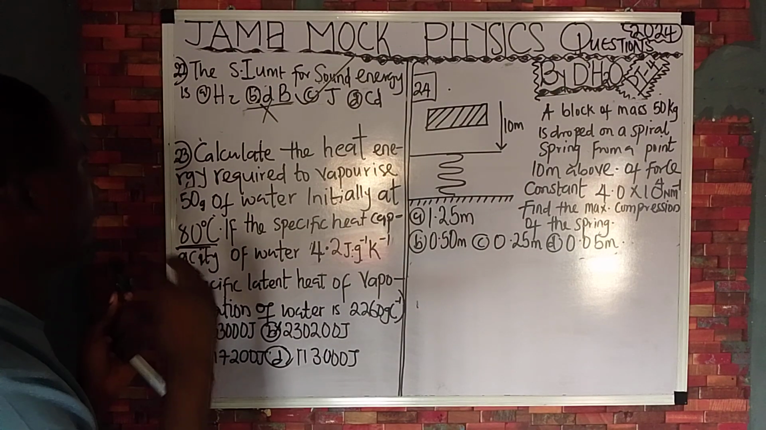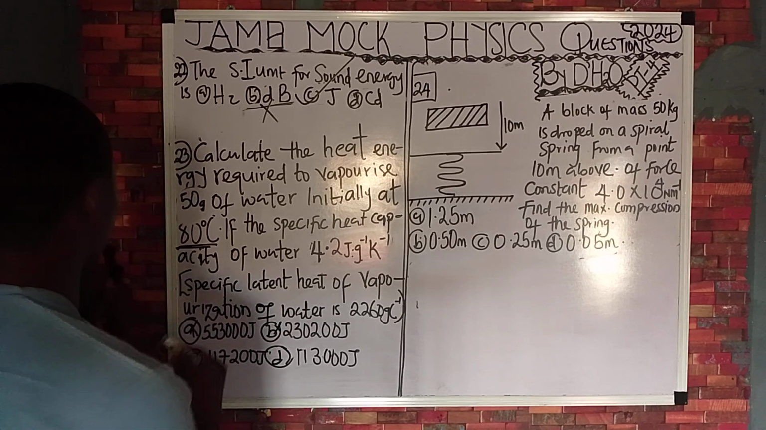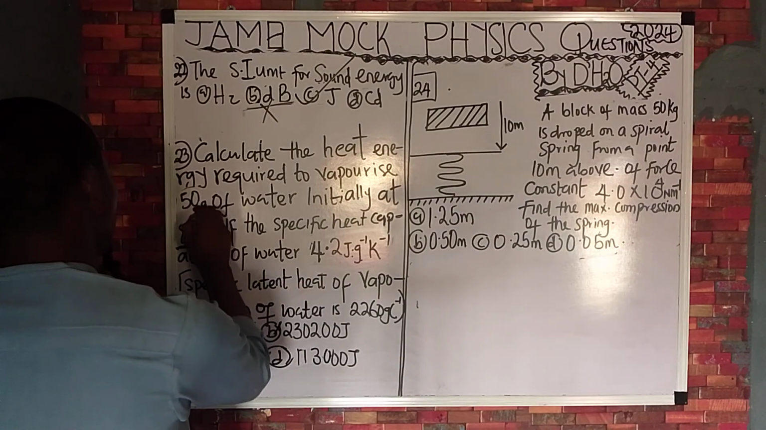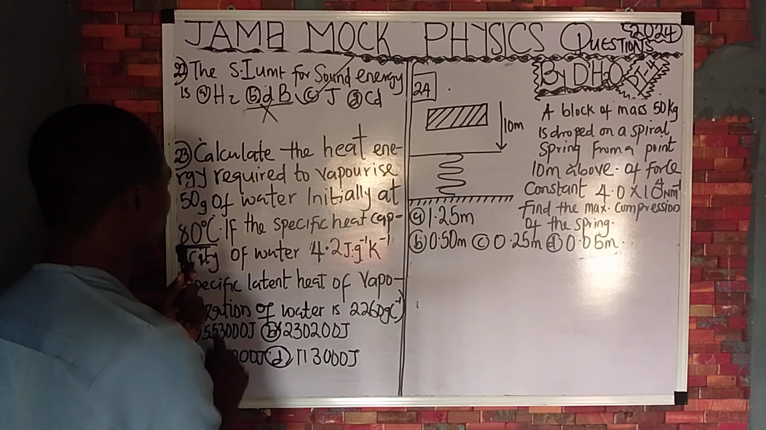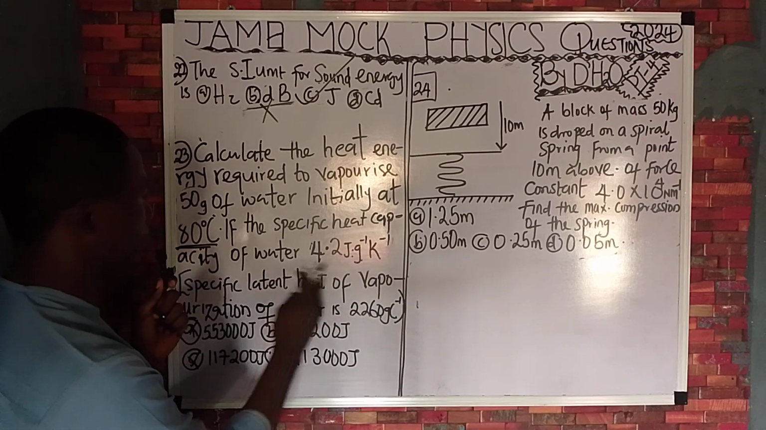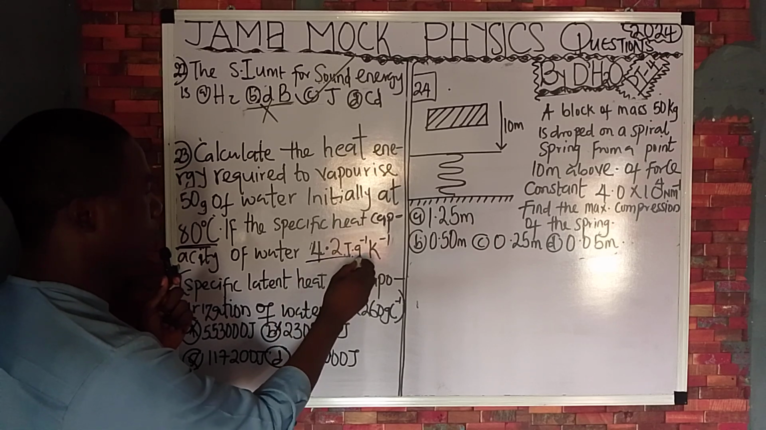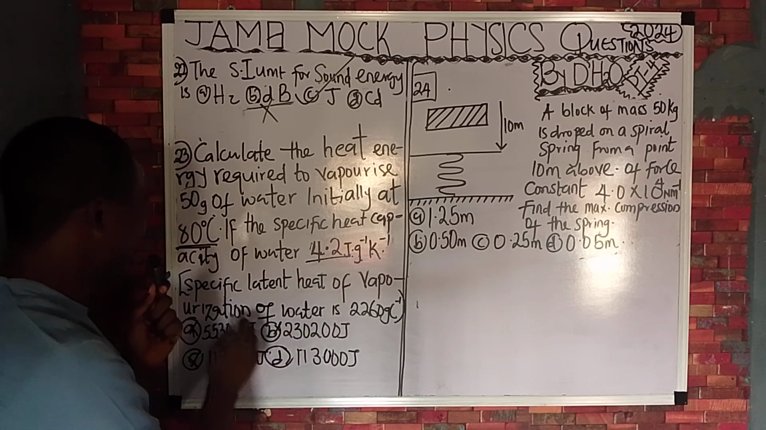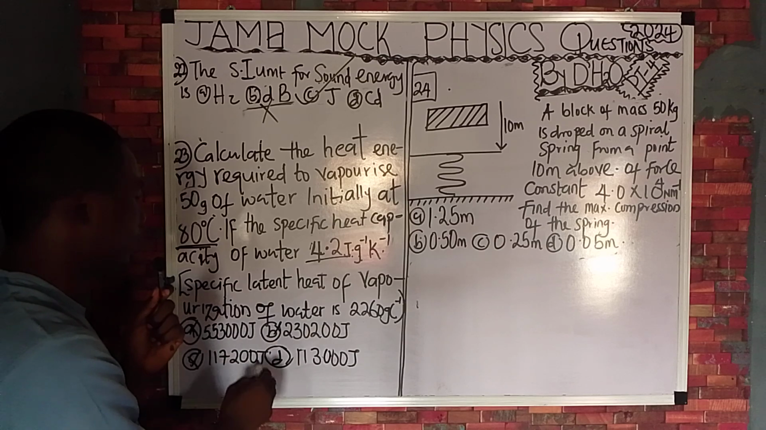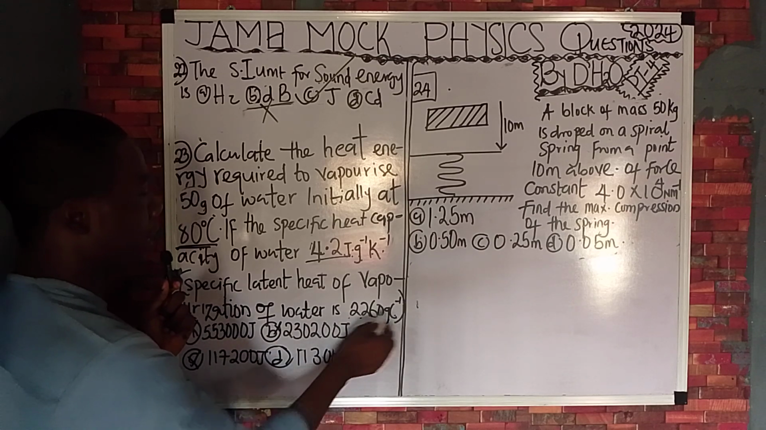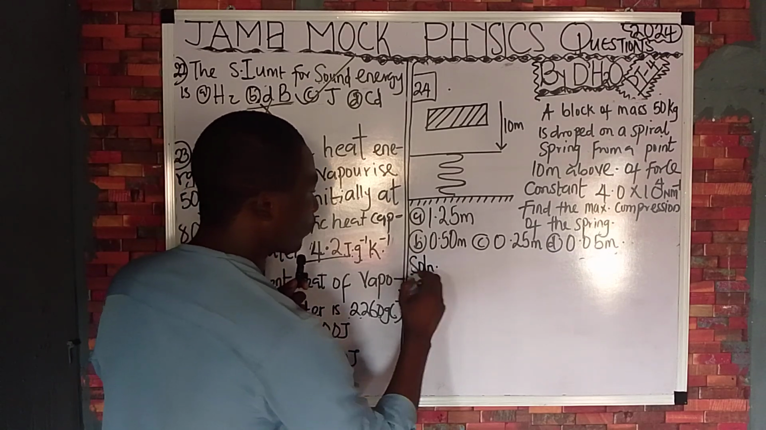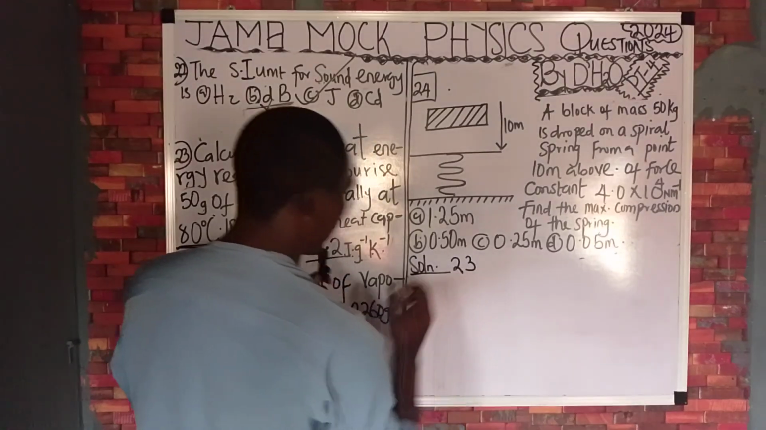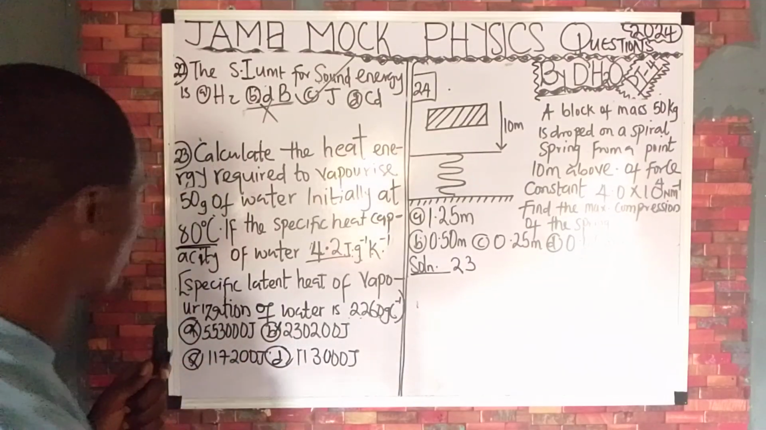Question number 23. Calculate the heat energy required to vaporize 50 grams of water initially at 80 degrees Celsius if the specific heat capacity of water is 4.2 joule per gram per Kelvin and the specific latent heat of vaporization is 2260 joule per gram. Very cheap. So let's do the solution to number 23. How do we demystify this problem?